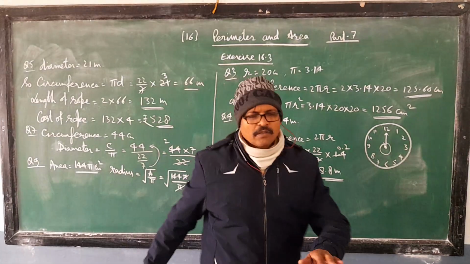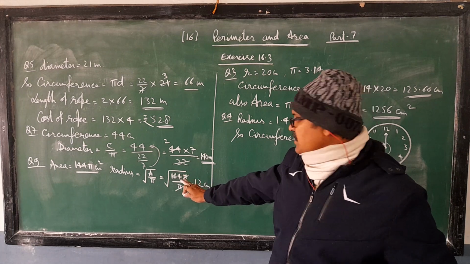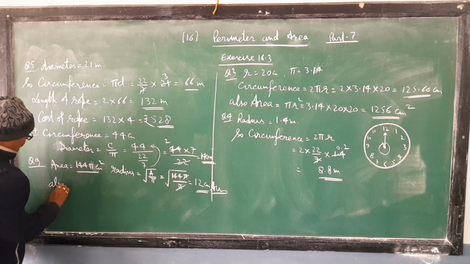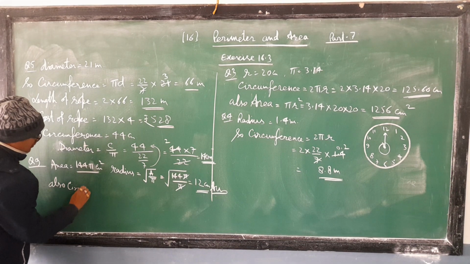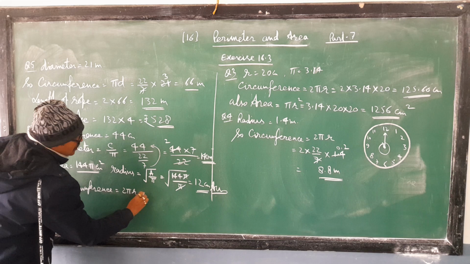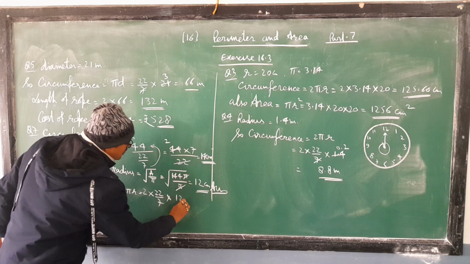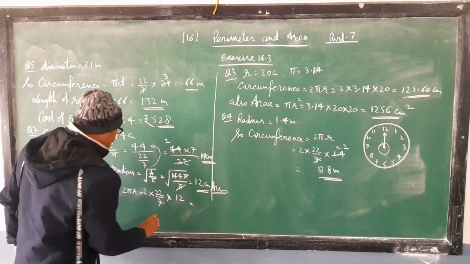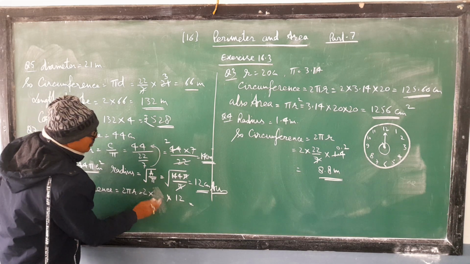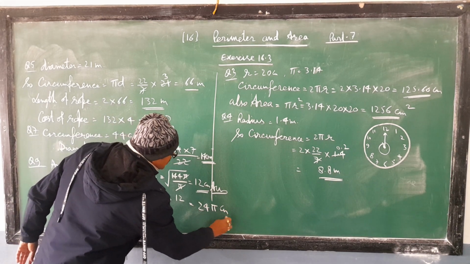So radius we got. What are they asking? Find the radius. One answer we got. And circumference also they are asking. Circumference is 2 pi r, which is 2 into 22 by 7 into 12. No, you can keep pi, since the question also has pi. 2 into pi into 12 is equal to 24 pi centimeter.